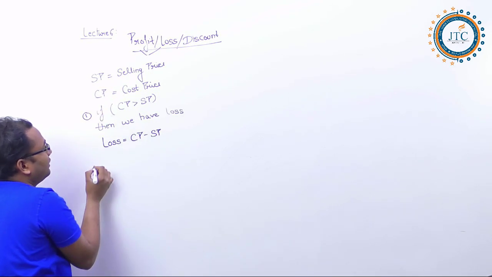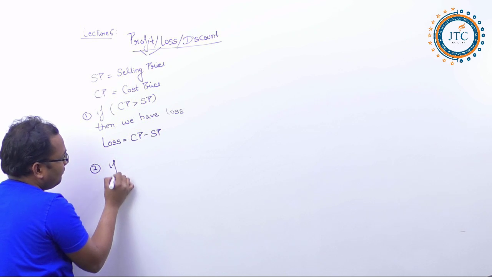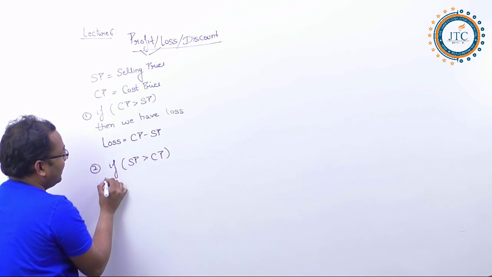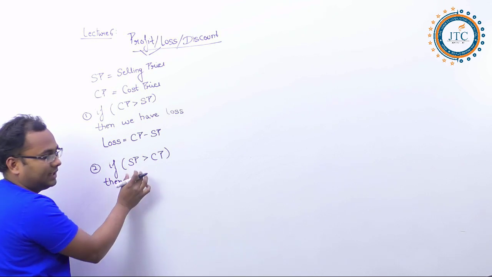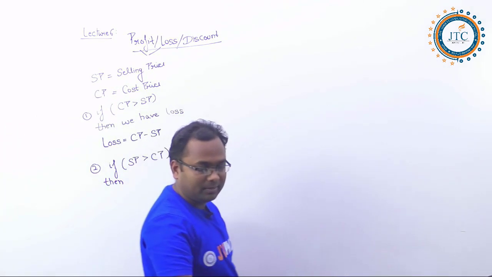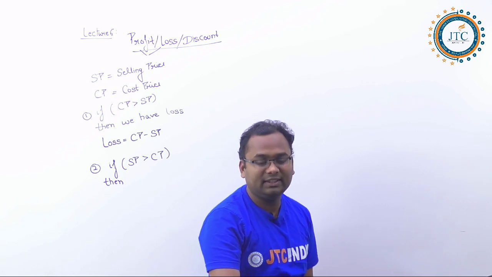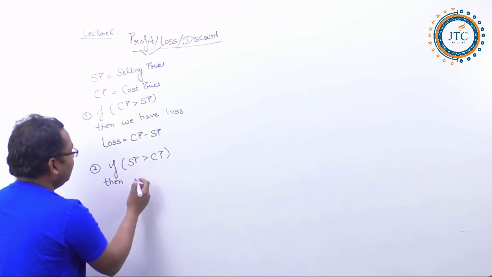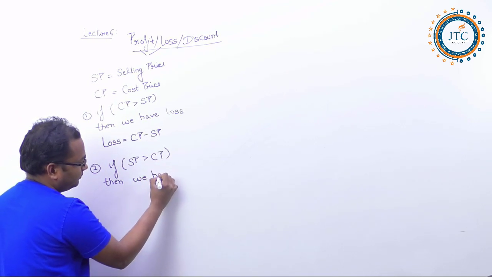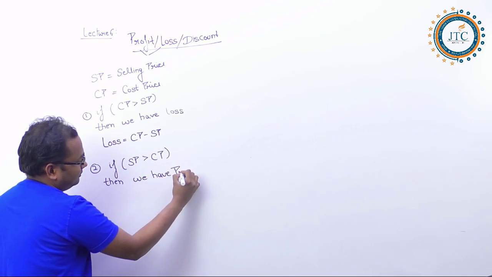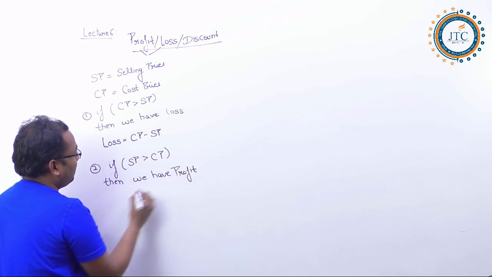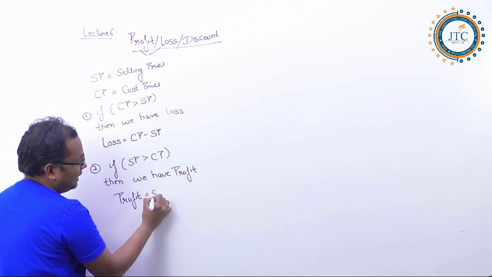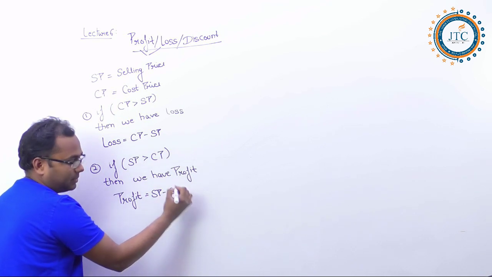And the other case, if selling price is greater than cost price, then we have profit, because selling price is the price at which the shopkeeper sells. So if selling price is more, then we have profit, and the value of profit is equal to selling price minus cost price.